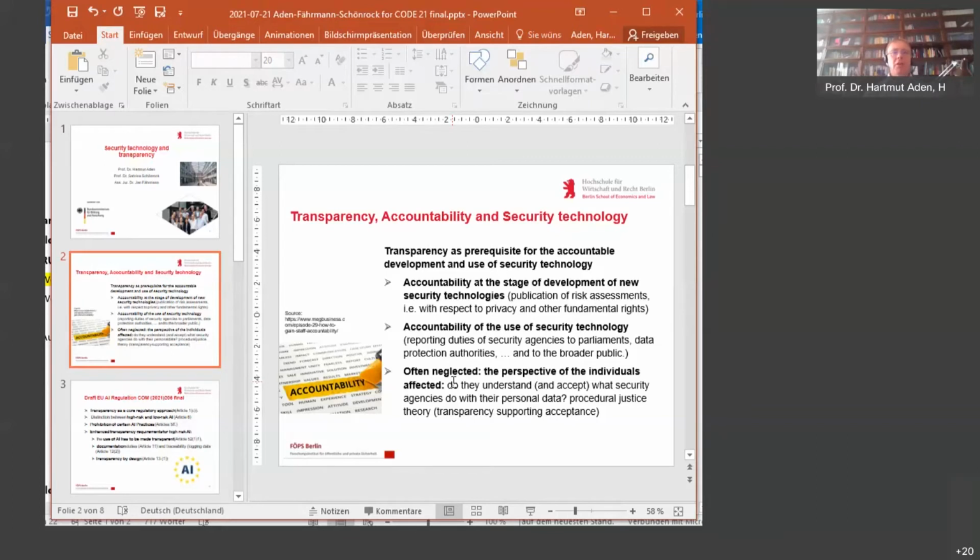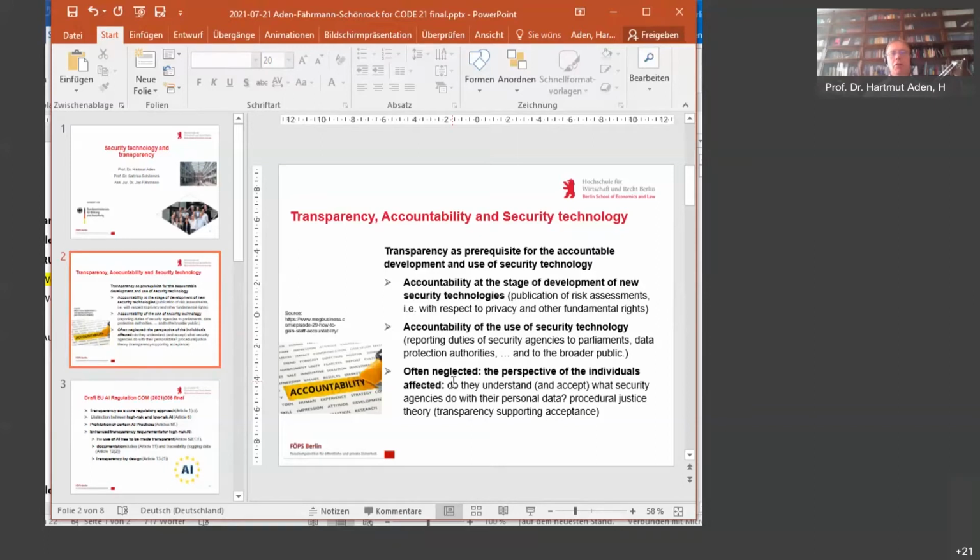But then the second aspect: if we develop security technology, we also have to keep in mind not only the development stage, but also the application stage. So it should also be designed in a way that accountability is made sure at the application stage of security technology. This is, for example, related to reporting duties of security agencies to parliaments, to data protection authorities, to other independent accountability bodies, but also, and this is very important in our perspective, towards a broader public.